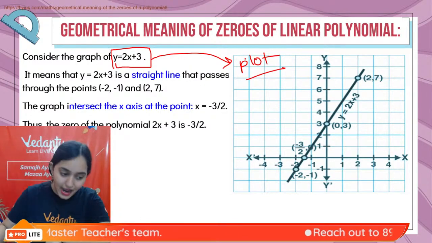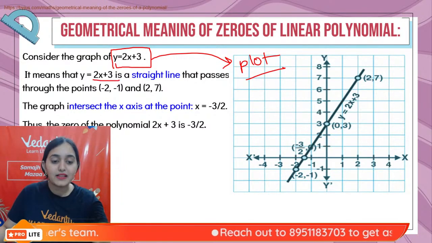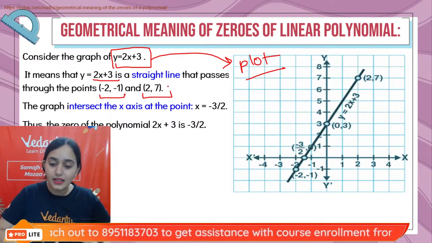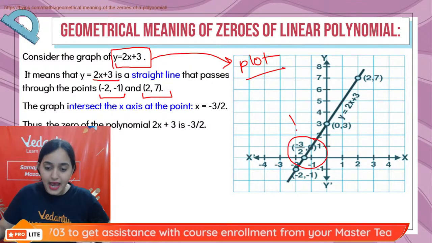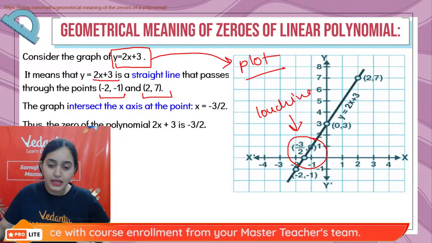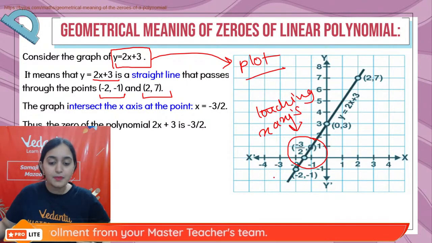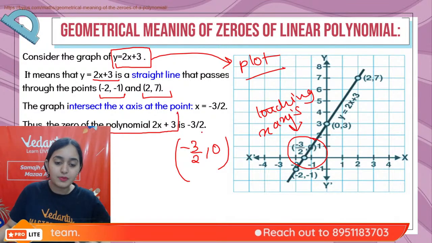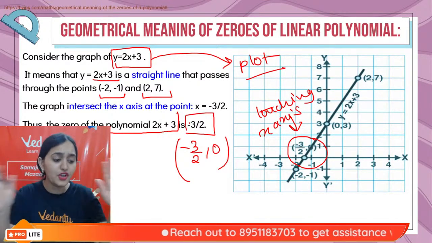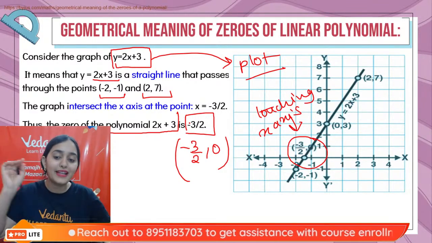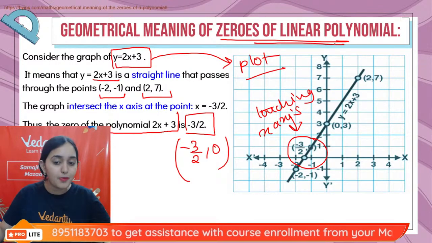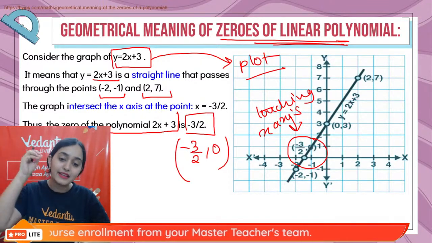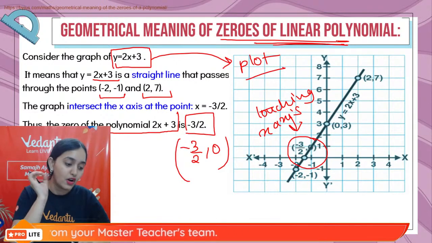After plotting the graph, since we know that 2x plus 3 will be a straight line that passes through minus 2, minus 1 and 2, 7, we will simply observe that it is touching or crossing the x-axis at the point minus 3 by 2 comma 0. Therefore, the zero of the polynomial 2x plus 3 is minus 3 upon 2. Draw the linear graph. The graph is going to cross the x-axis. At that point of the x-axis, you will get the value of the zero of the polynomial.